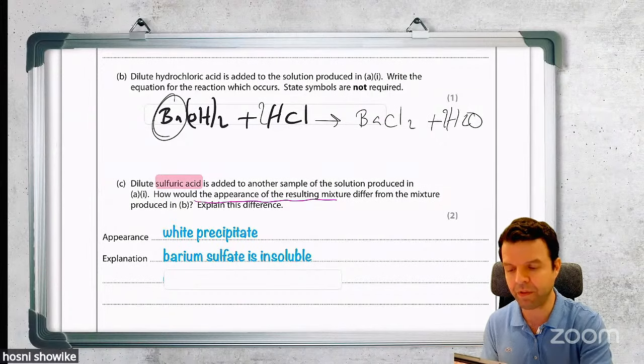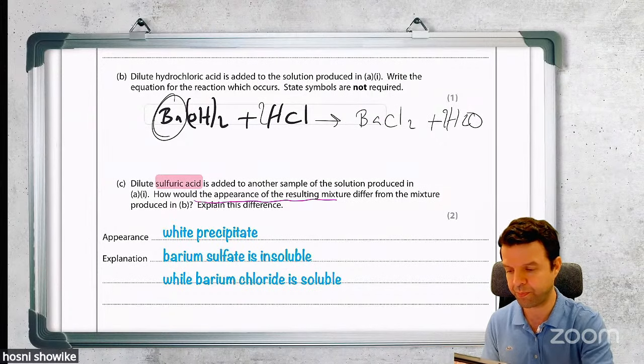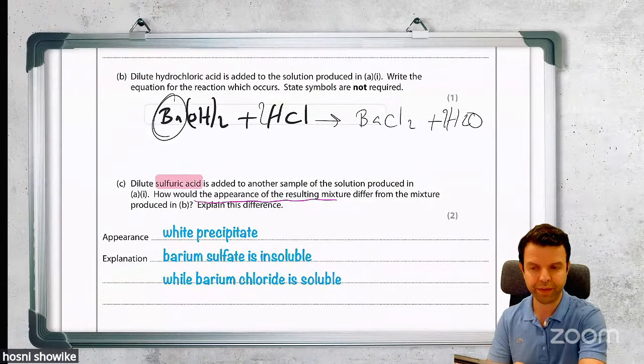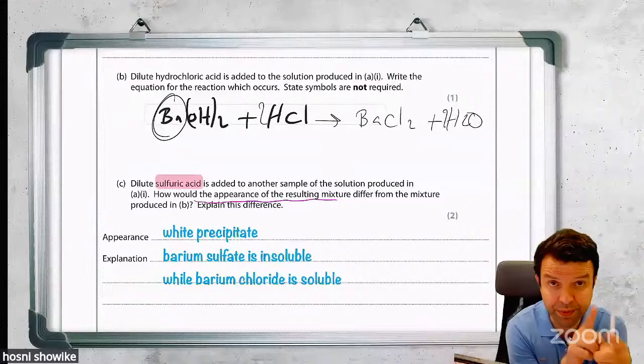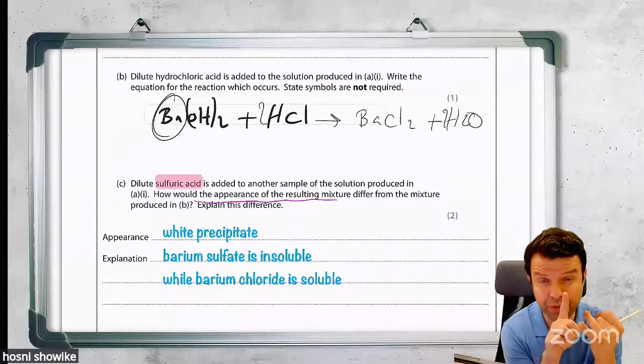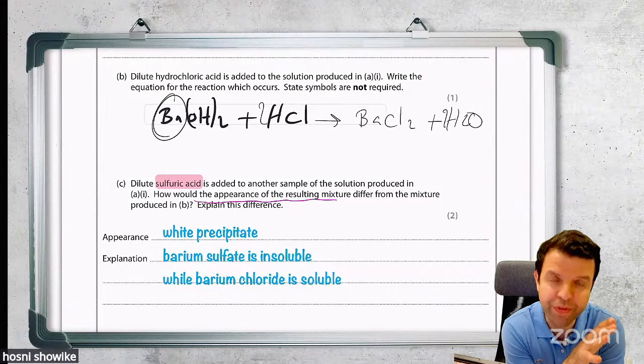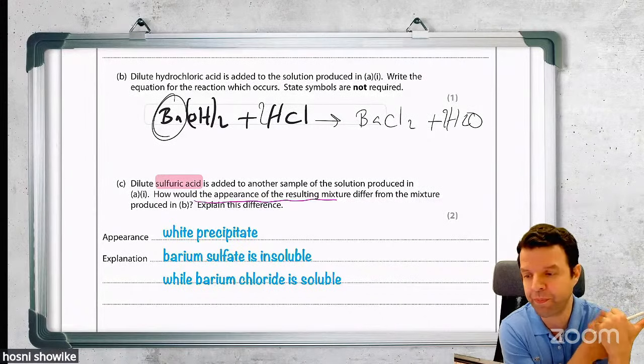Reason, because barium sulfate is insoluble. Okay? Unlike barium chloride. Chlorides are always soluble with the exception of lead and silver. Sulfates are always soluble with the exception of barium.